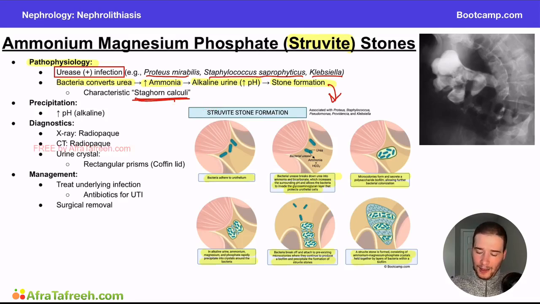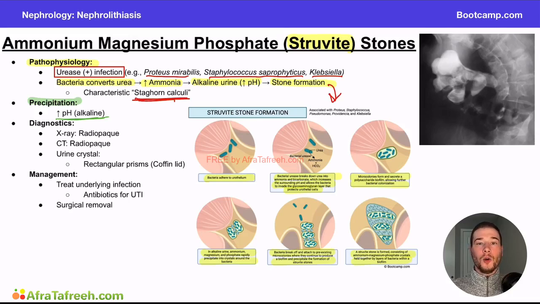It should make sense then that the precipitation of these stones includes an increased pH or an alkaline environment, because we said that the bacteria's ability to use the enzyme urease to convert urea into ammonia, which can ultimately pick up a proton and become ammonium, is creating an alkaline environment or an elevated pH.